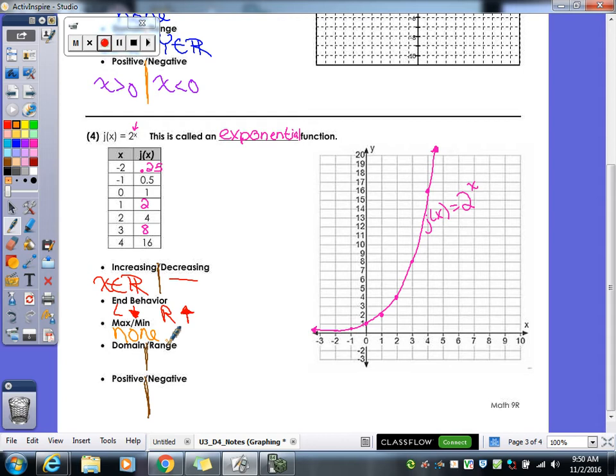What would our domain be? Got arrows, so it's going to keep going. Will it eventually use every x value? Yes. So x is an element of the reals.